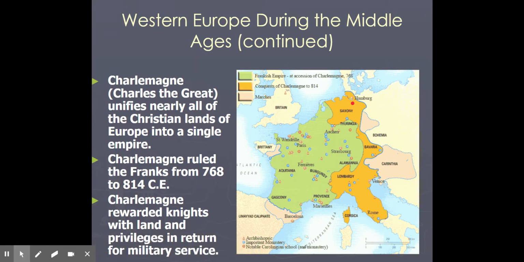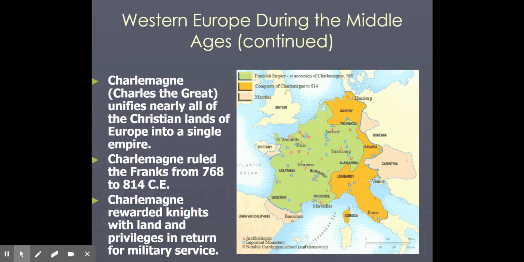Charlemagne is French for Charles the Great, Charles Magne, and he unified all the Christian lands into a single empire. He was the king from 768 to 814, and he became a very powerful king because he had a powerful army. First off, he was a great warrior, and a really good general who could lead men. And he rewarded the knights, the soldiers who served him really, really well. He would give them land.